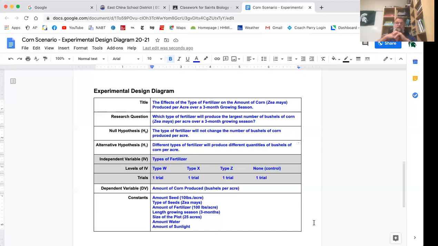Just like in this case, we should have more trials. We should be more specific as to how much water is going to be given or how often water is going to be given. We should be more specific about the amount of sunlight it's going to receive. Those are some ways we can improve this particular design diagram. So hopefully that sets you up to do well. You still need to complete this corn scenario in your own document on Google Classroom. Once you've completed it on Google Classroom, you need to make sure that you do submit it.